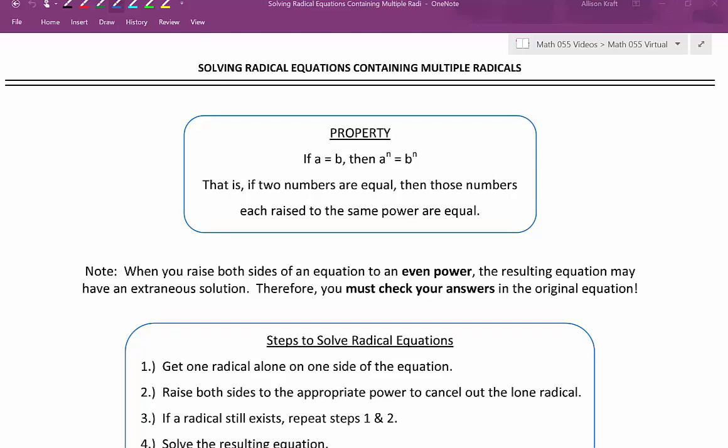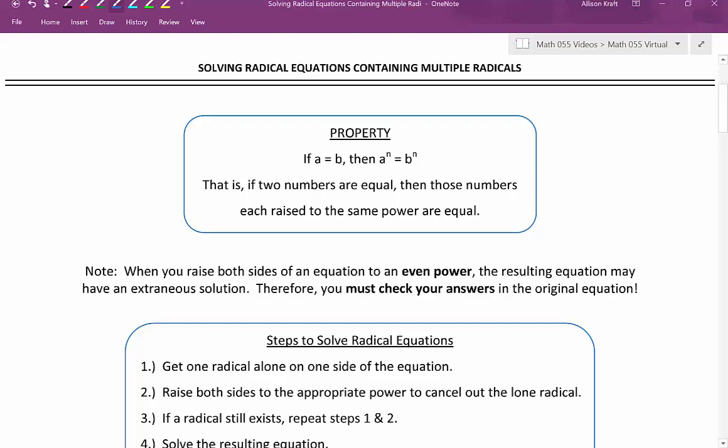In this video, we'll be solving radical equations containing multiple radicals. We use the same property to solve as we did when we had just one radical in our equation. If a equals b, then a to the n equals b to the n. It's still true that if you raise both sides to an even power during your solving process, you need to check your answer, as you may have created an extraneous solution.